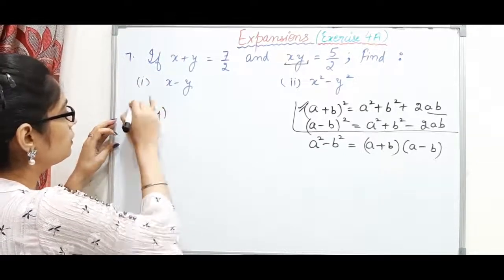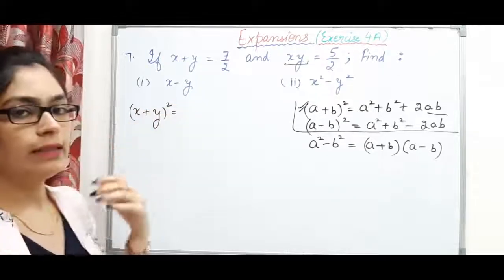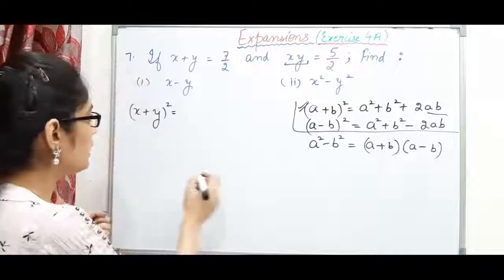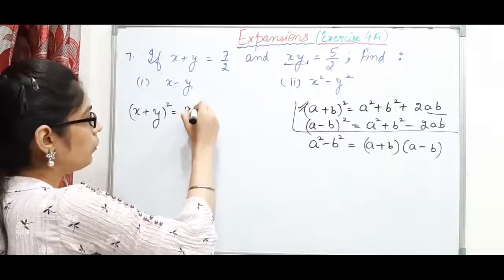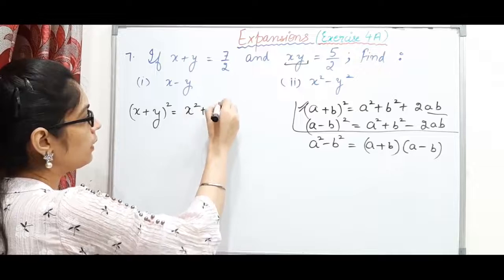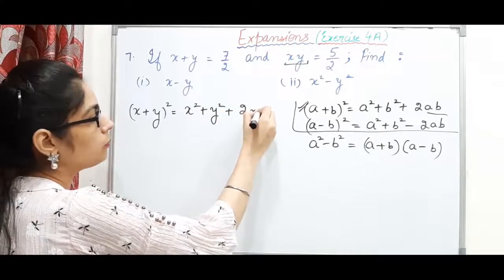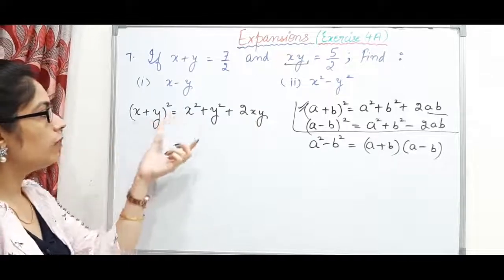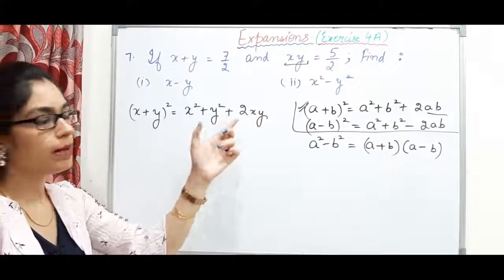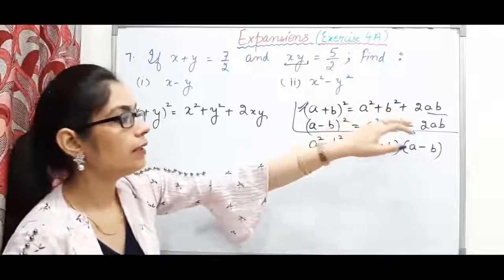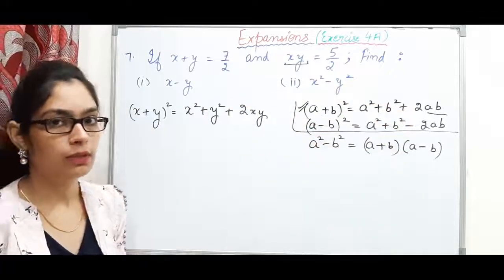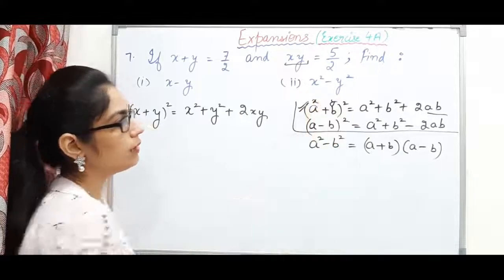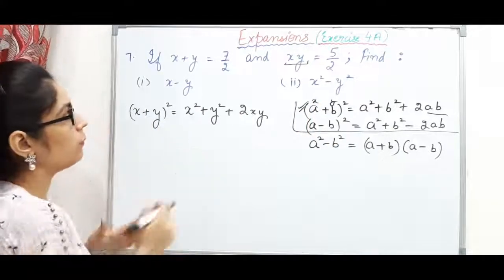X plus y whole square we will do. In place of a plus b, now x plus y is given to us. So the same we have to do: x square plus y square plus 2xy. If I expand x plus y whole square, it is x square plus y square plus 2xy. You can compare. I have just written in the form of a plus b also, but here my a and b are equal to x and y. That's why I have written in this form.